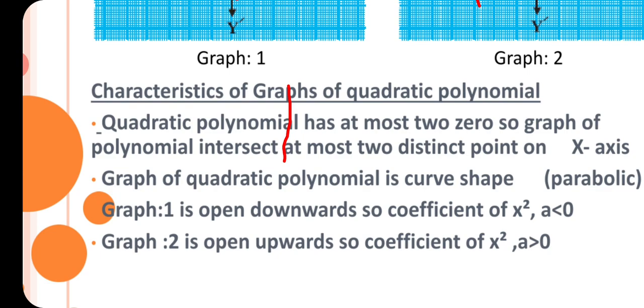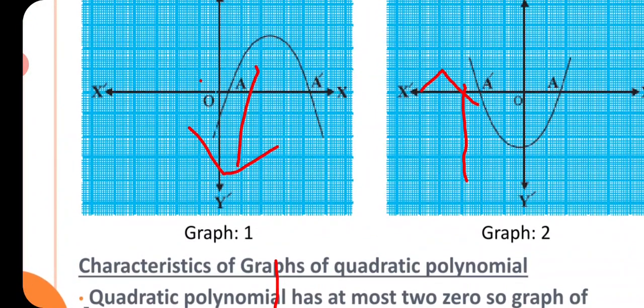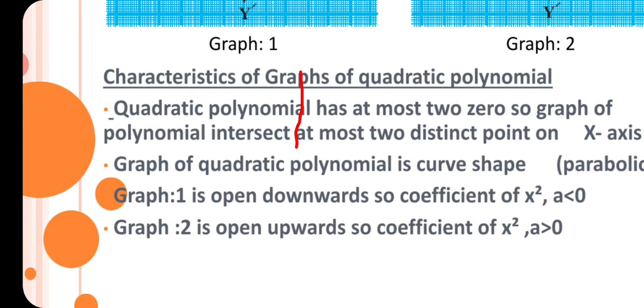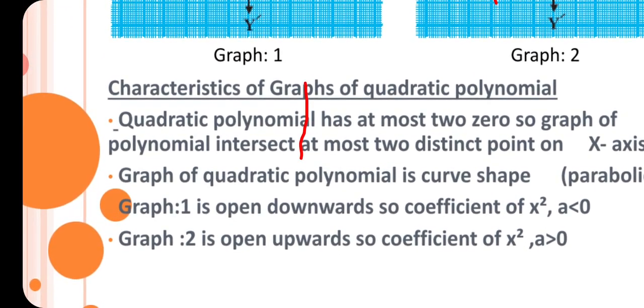Graph 1 is open downward. You can see that it's open downward. So that also expresses something. If it's open downward, then for whatever quadratic polynomial you have, the coefficient of x square is less than 0, means a is less than 0.